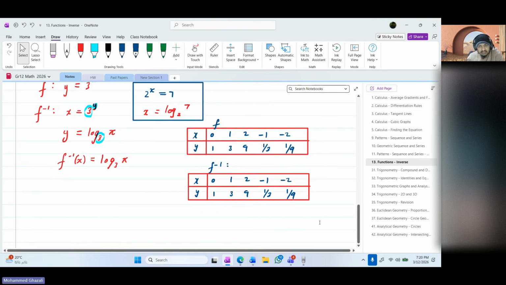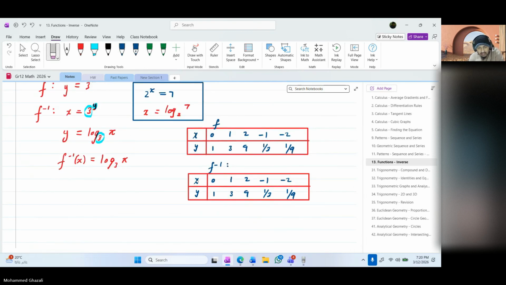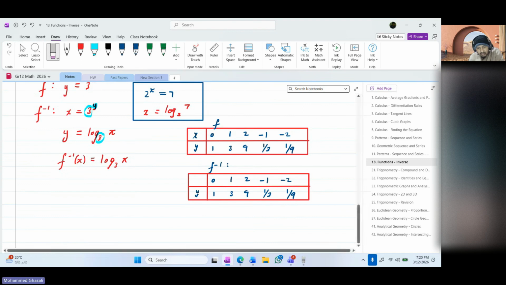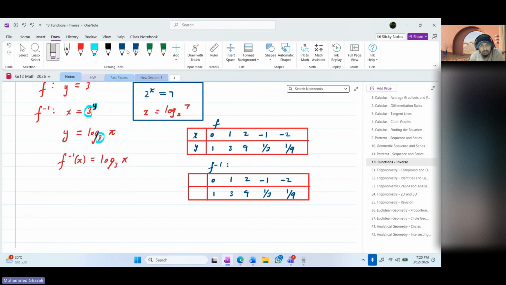So the values on the inverse are like this. This is the y value and this is the x value. So what are the coordinates? 1, 0. The coordinate is 3 and 1. These are all the coordinates on the F inverse.